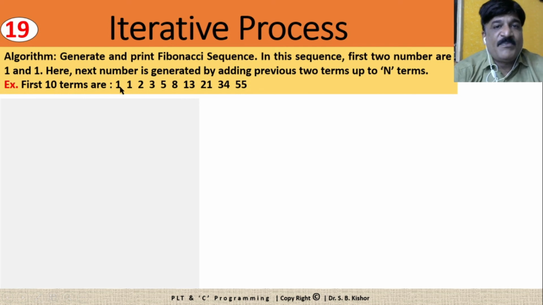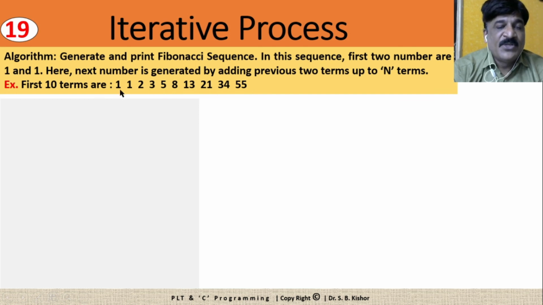Generate and print a Fibonacci sequence. Okay. In this sequence, the first two numbers are what? 1 and 1. And the next number is generated by adding the previous two terms, and this will continue up to n terms. Now assume the value of n is 10. So how are you going to get the Fibonacci sequence?